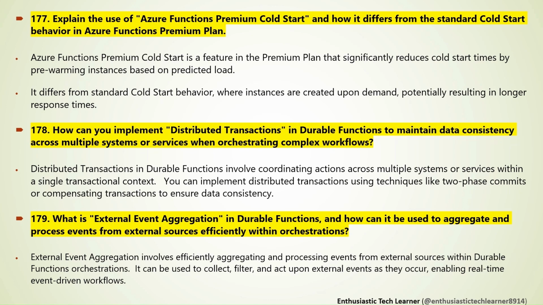What is external event aggregation in durable functions, and how can it be used to aggregate and process events from external sources efficiently within orchestrations? External event aggregation involves efficiently aggregating and processing events from external sources within durable functions orchestrations. It can be used to collect, filter, and act upon external events as they occur, enabling real-time event-driven workflows.